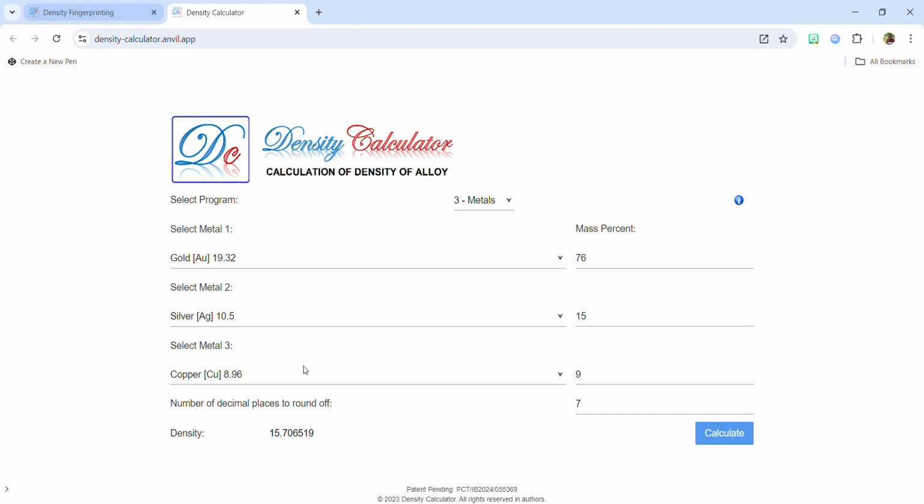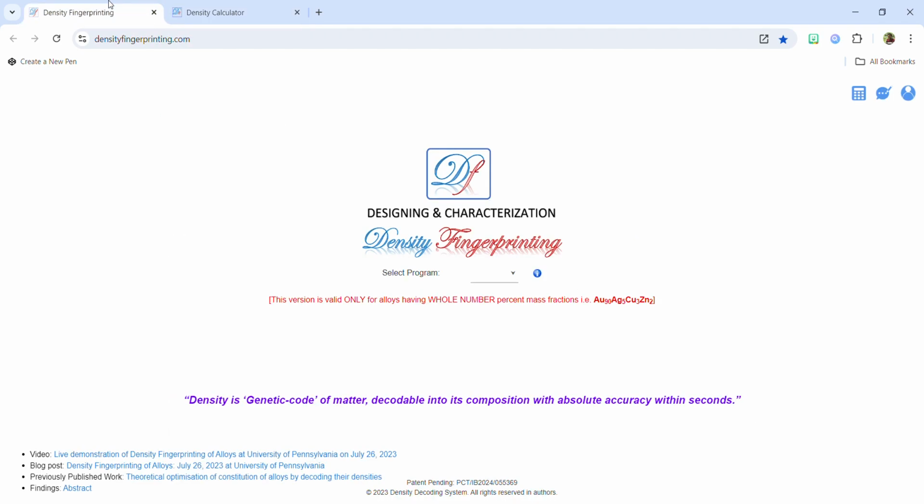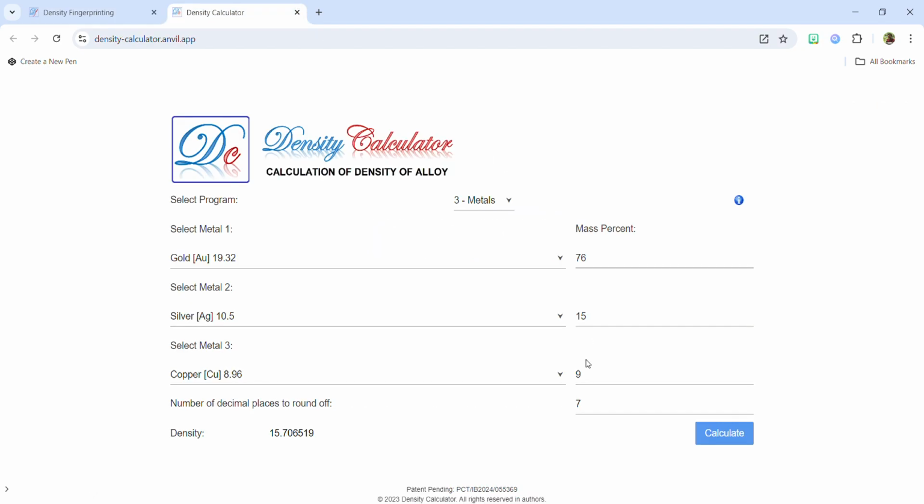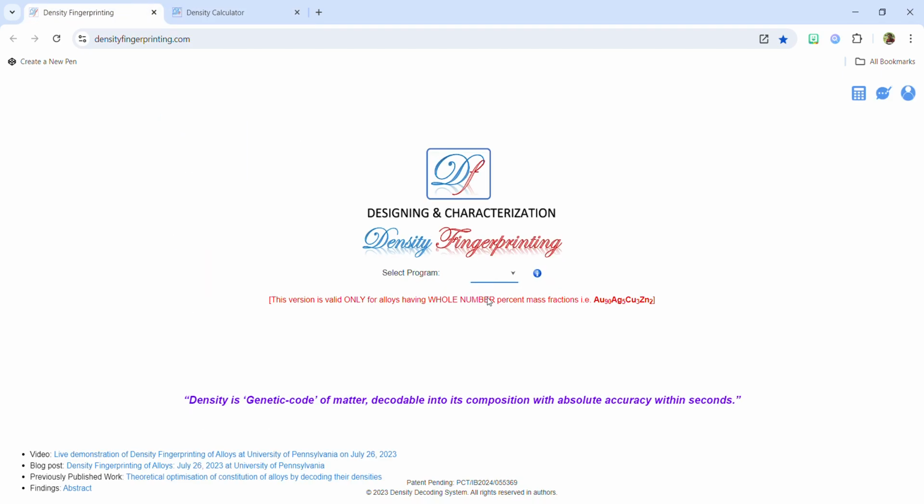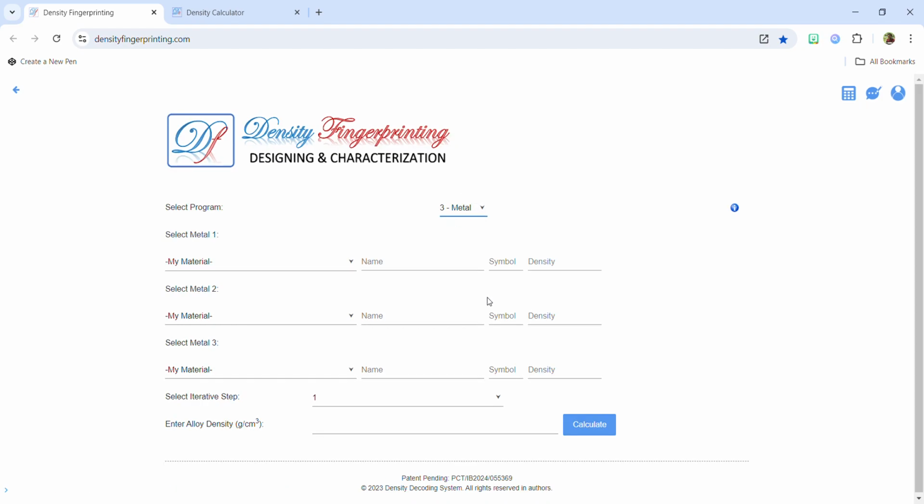The difficult part becomes doing the opposite, having a density and figuring out what mass percents there are, because then it becomes an indeterminate system. So let me just go here. In this website, you have to log in, but at the same time, you have to know that this is valid only for whole number mass percents. But if you have a composition in decimals, that's okay too. Please send this over to us and we will decode it and let you know the results. That feature will be available in future builds of this website, but for now let's just go with whole numbers.